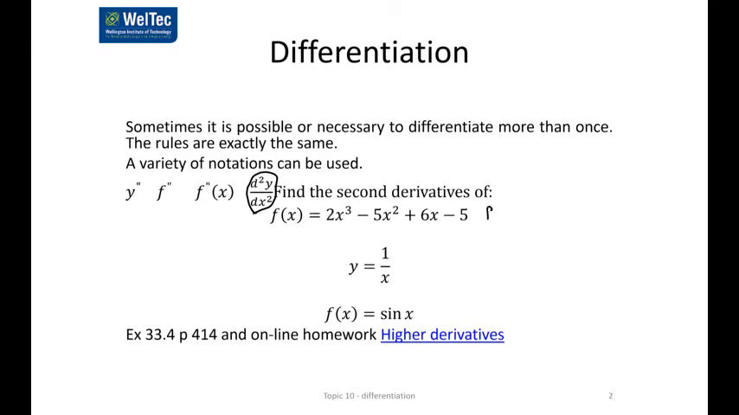We could find f dash, so that's the first derivative, so it would be 6x squared minus 10x plus 6, and then we could find the second derivative as being 2 6's are 12x minus 10, and so on. Not page 414, but exercise 33.4 will give you some practice at finding second derivatives.